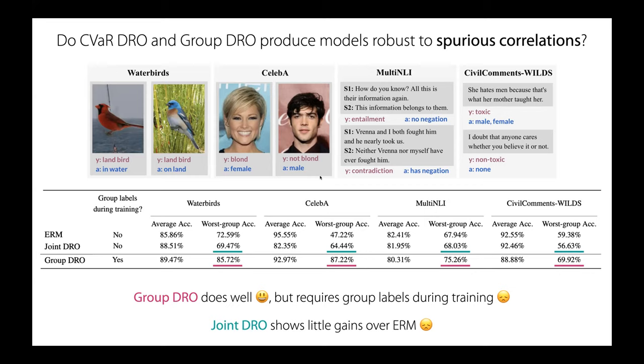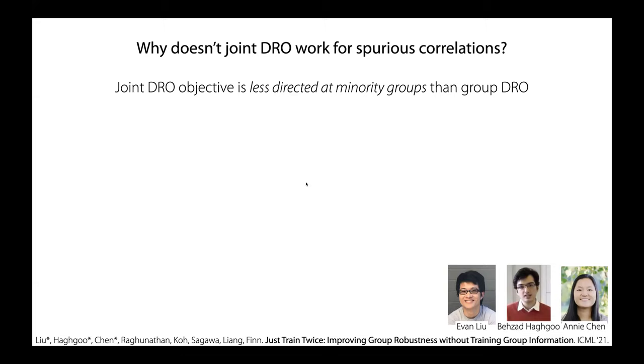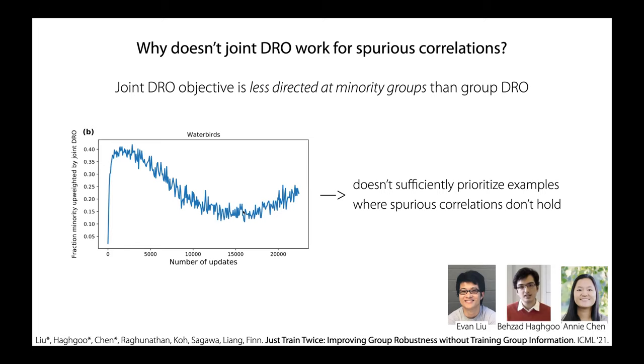Okay, so we initially tried to investigate why joint DRO doesn't work for spurious correlations. We found that in general, it's less directed at the minority groups than group DRO. In particular, if we look at the amount that it upweights the minority groups, like the water birds on land backgrounds, we see that it initially prioritizes them fairly highly, but over the course of training ends up not prioritizing them nearly as highly as it should. This led us to an approach where we try to really identify the examples where spurious correlations don't hold and then prioritize those examples.